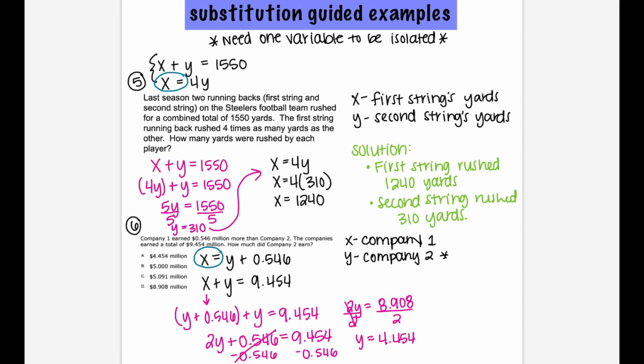All right, so we wanted to know how much did company 2 earn. That was our Y value. So since we have found our Y value, we are done. So that would be $5.454 million.